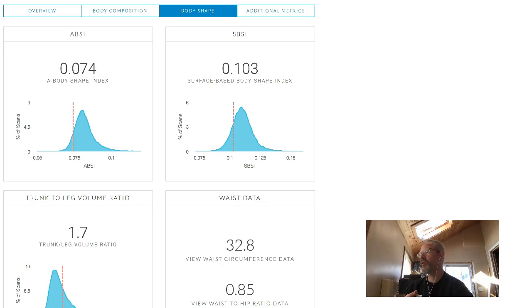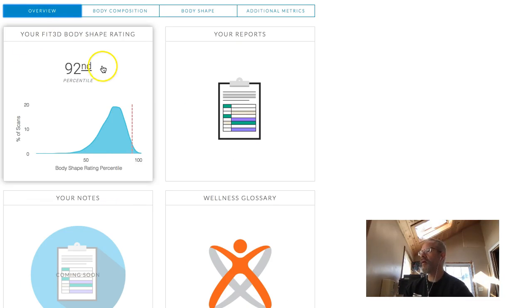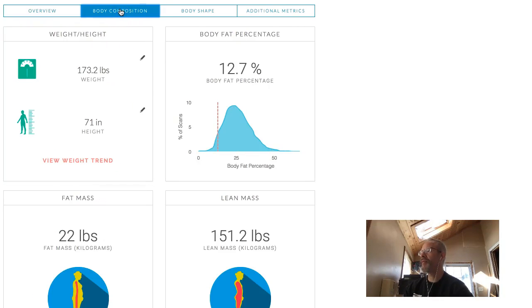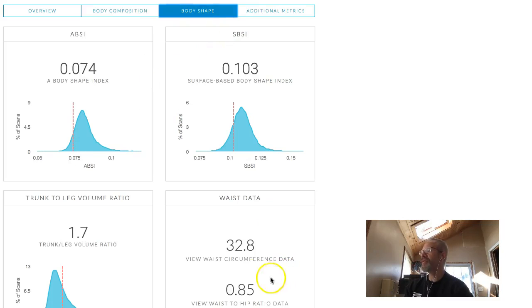So you can see this particular person, although their body fat is relatively low, their body rating is good, body comp is 12.7%, weight is 173.2. That's certainly not crazy heavy for a 5'11 guy. But then you get to waist data, and you really want to see this go up a little bit. So the waist size needs to come down just a little bit more to get that waist to hip ratio where we want it.